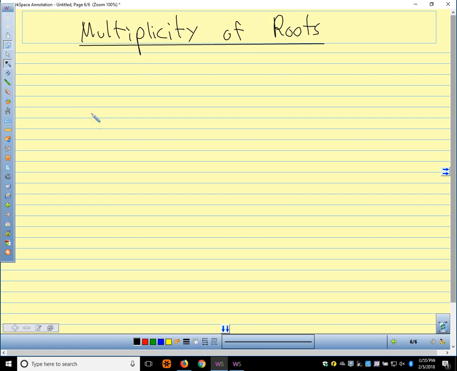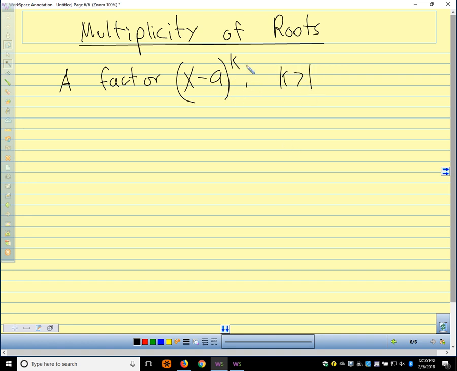All right. A factor x minus a to the k, for k bigger than 1. So that means we have x minus 1 squared like we did in the last one, x minus 5 to the 5th, x plus 7 to the 18th.